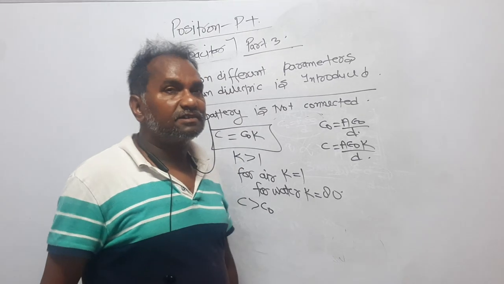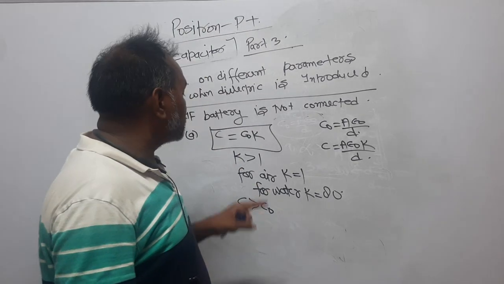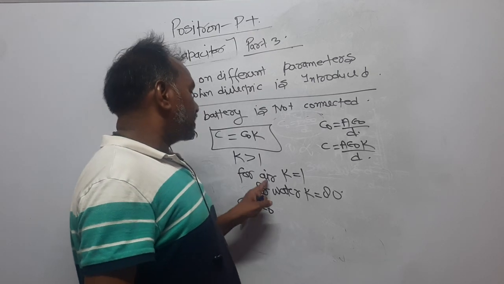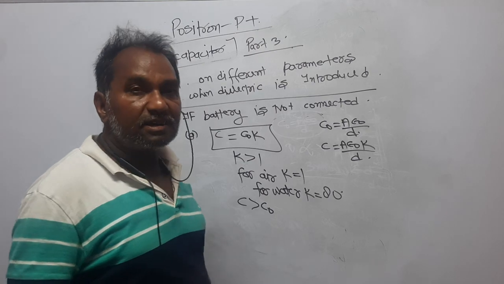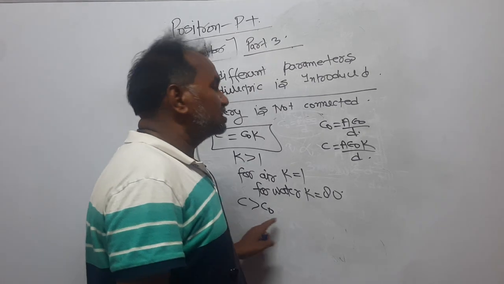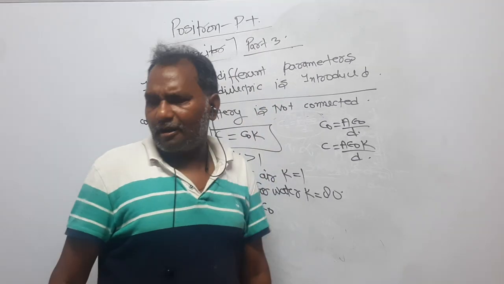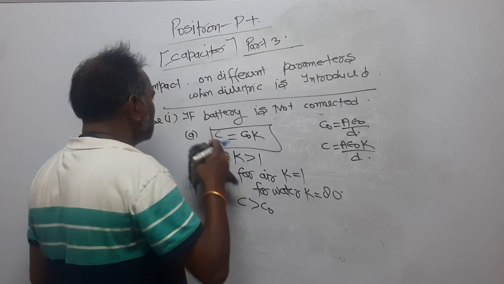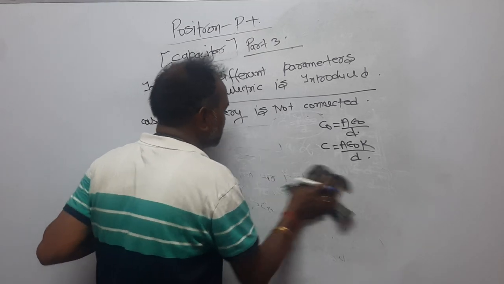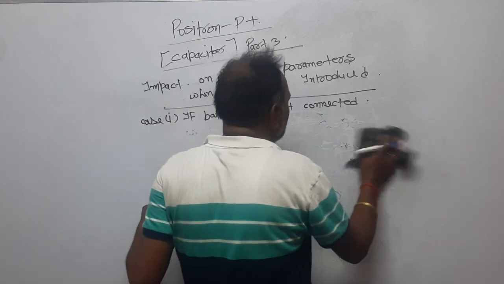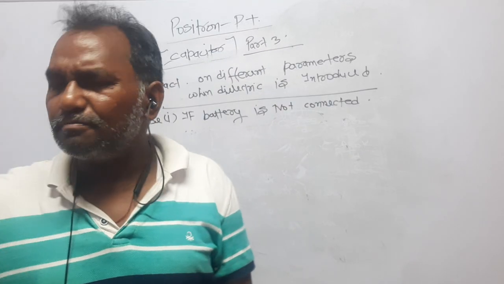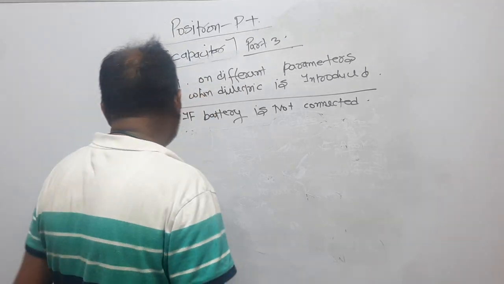And K is greater than 1 for all the materials, for all the dielectrics. For air it is 1 and for water K is equal to 80. So C is always greater than C naught. Now dear students, let's talk about the second parameter. First parameter we discussed: if a dielectric is introduced, the capacitance becomes K times.